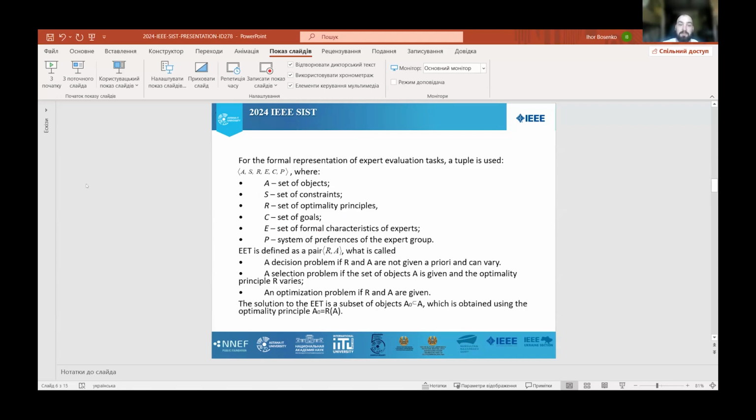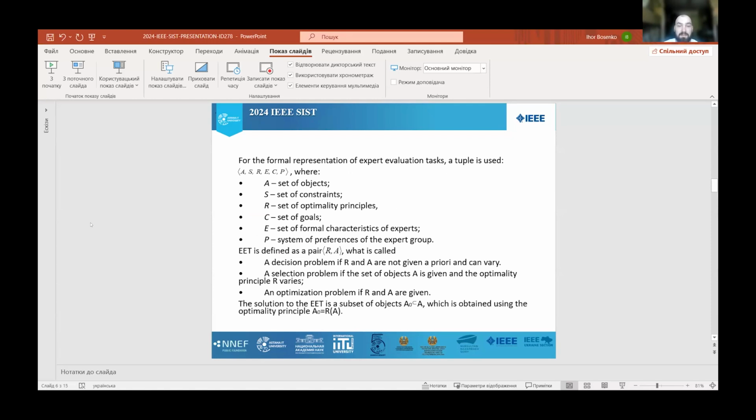For the formal representation of the expert evaluation task, a tuple is used, A, R, E, C, P, where A is a set of objects, R a set of optimality principles, C a set of goals, E a set of formal characteristics of experts, and P the system of preferences of the expert group.